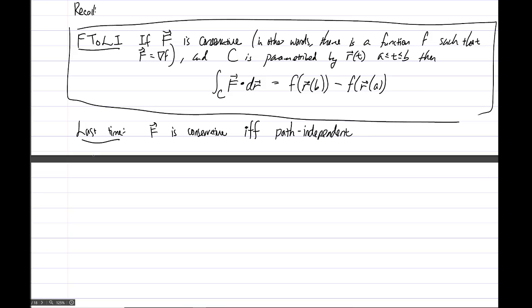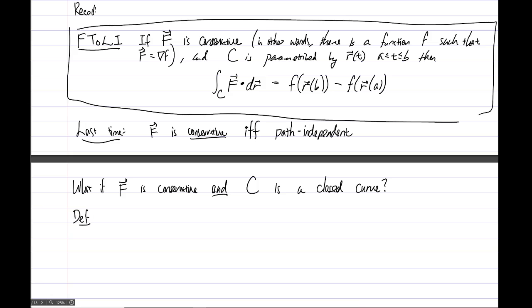And now, what if we have something more than just conservative? So what if vector field F is conservative, and in addition to that, C is a closed curve? Then what? Well, first of all, you need to say, what the heck is a closed curve? So we better define that.